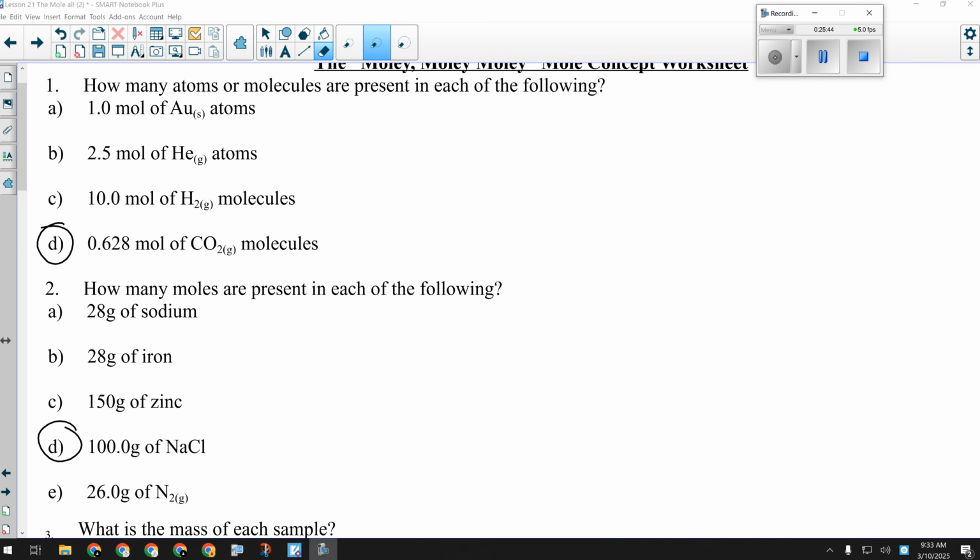In number 1, they're asking us for the number of molecules, and they're telling us the number of what? Moles. So they're telling us you have this many moles. We want to know how many molecules do you have. What do I have to do to solve any of the ones in question number 1? I want to go from moles to molecules. Is there a magic number that helps me do that? Whose magic number?